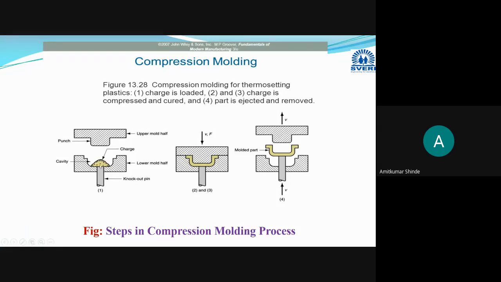We heat it, and after heating, with the help of the punch or upper mold half, we press it. In short, in the first stage the charge is loaded, then in the second stage the charge is pressed or compressed, and it is cured. After that, in the end, we eject the component with the help of a knockout pin or ejector pin. This is the compression molding method.